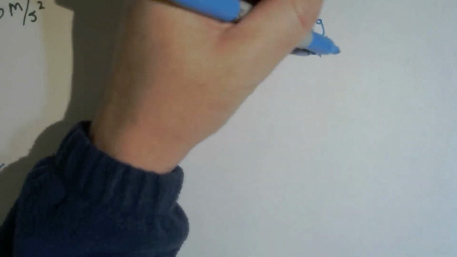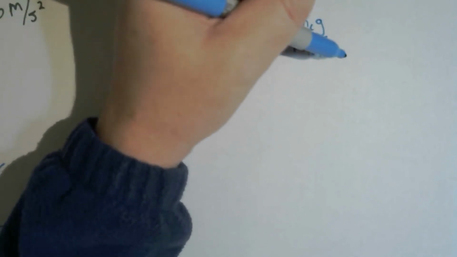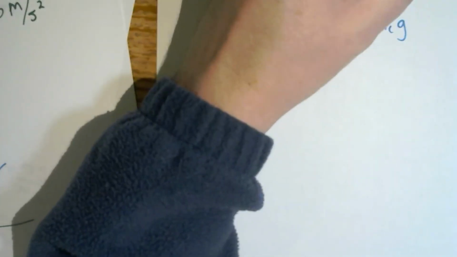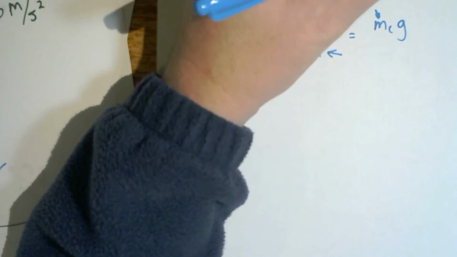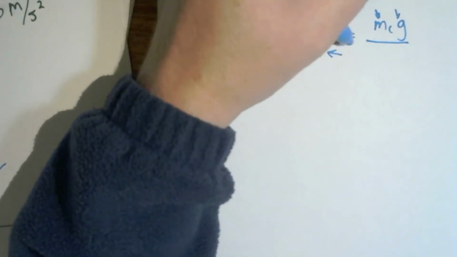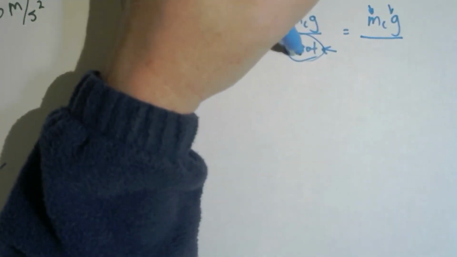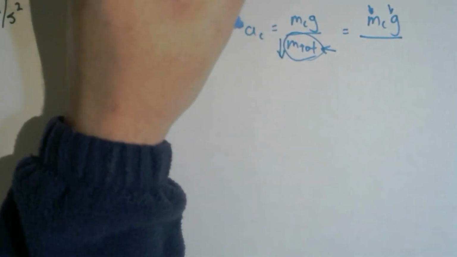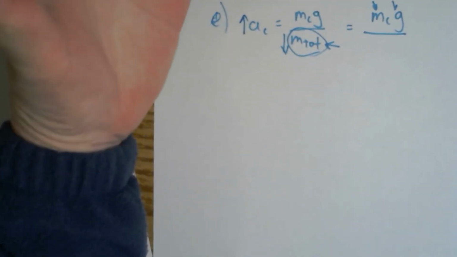So for part E, still doing the same thing, still the same equation, AC is equal to MC times G over M total. All right, so M total includes the mass of that clay, right? So MC doesn't change. So this term is constant this time. Before it was changing, but this time it's not. And of course G doesn't change. So what has to happen is that if the mass total gets less, what has to happen to the acceleration? Well, the acceleration will go up.